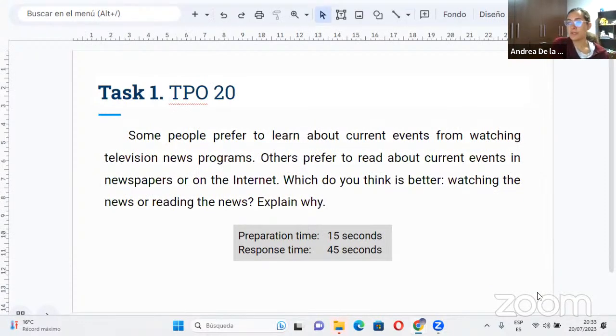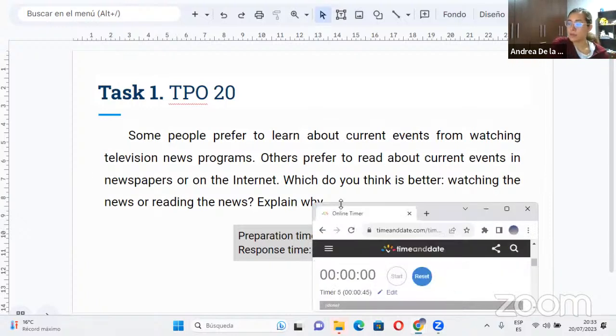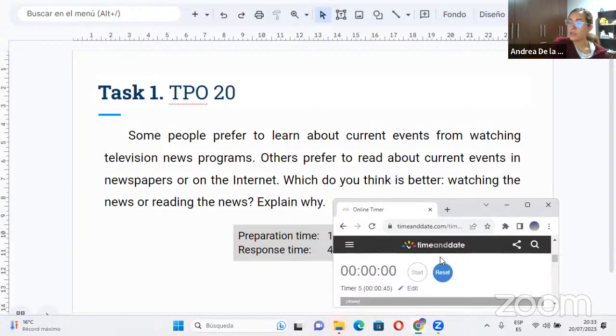Okay, our next question says, some people prefer to learn about current events from watching television news programs. Others prefer to read about current events in newspapers or on the internet. Which do you think is better, watching the news or reading the news? Explain why. Now you guys will have 15 seconds to prepare your responses.